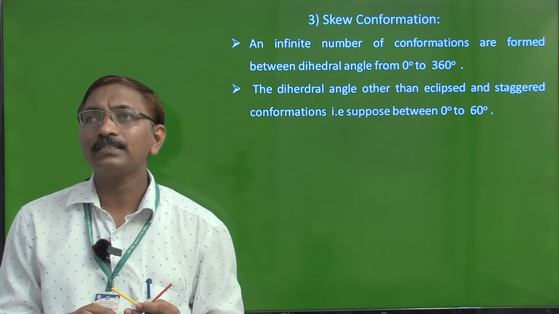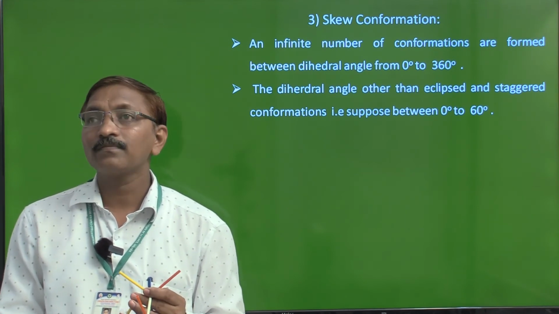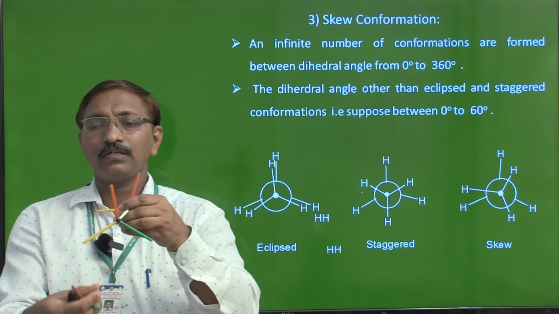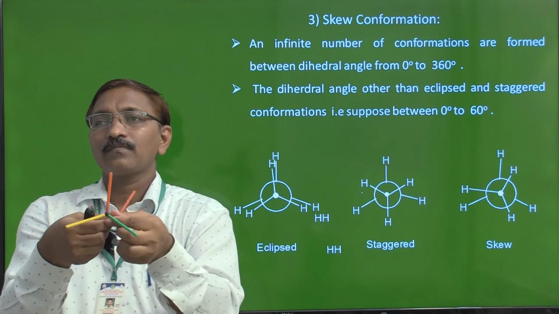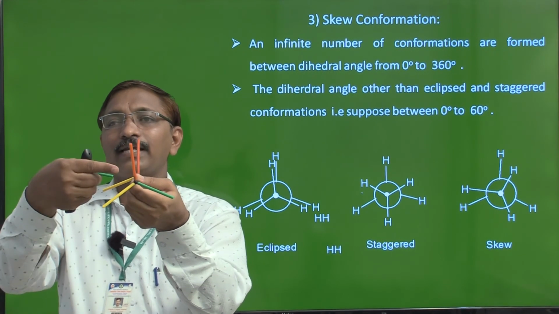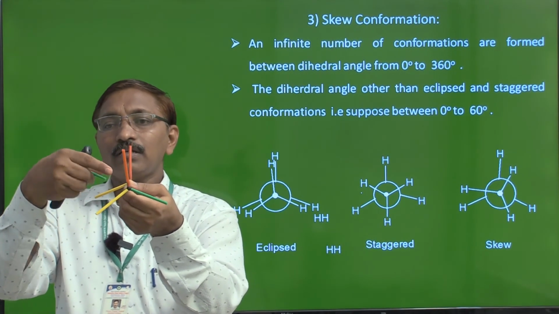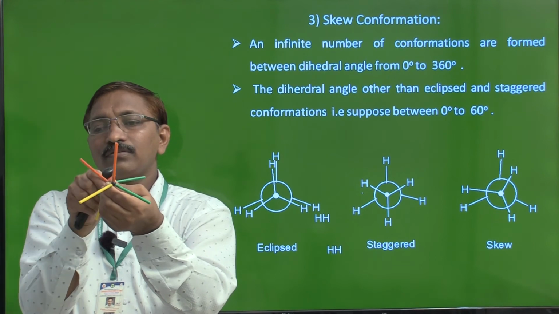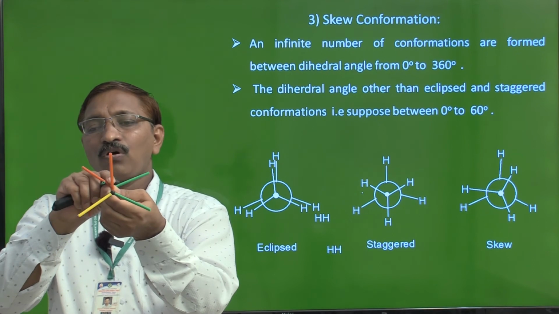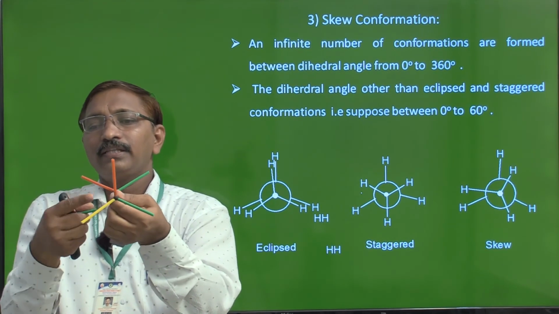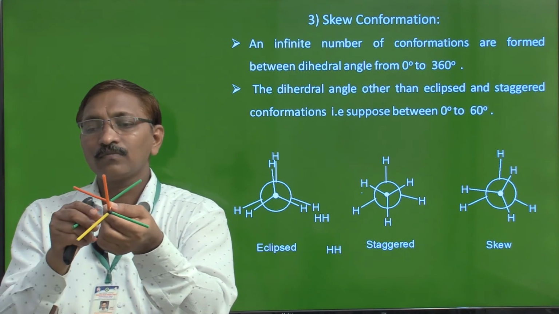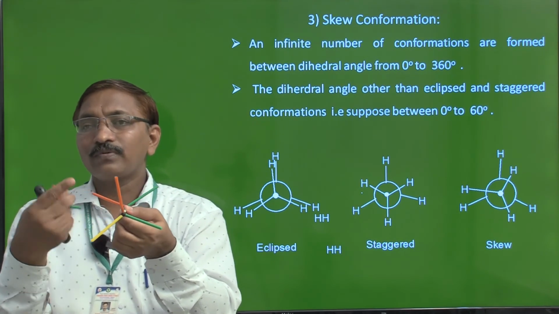So let us see what a skew conformation looks like. If you observe the eclipse conformation, the front carbon atom and rear carbon atom are exactly behind one another. When we rotate to the staggered form, at 60 degrees, they are away from each other. The previous one is the eclipse form and this is the staggered form.